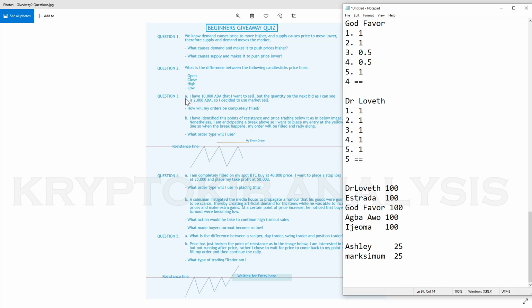Now, question 3. I said I have 10,000 ADA that I want to sell, but the quantity on the next bid, as I can see, is 2,000 ADA. Let me drag one of my exchange this thing from.